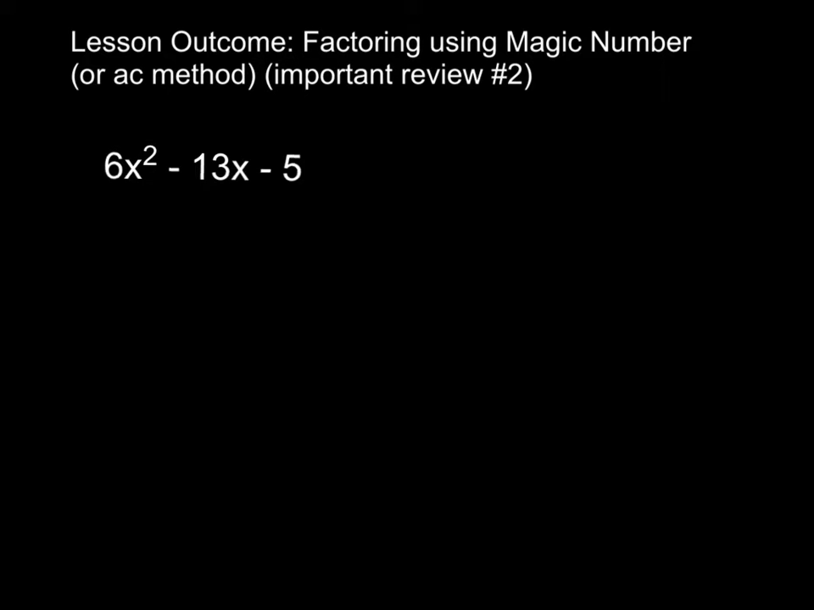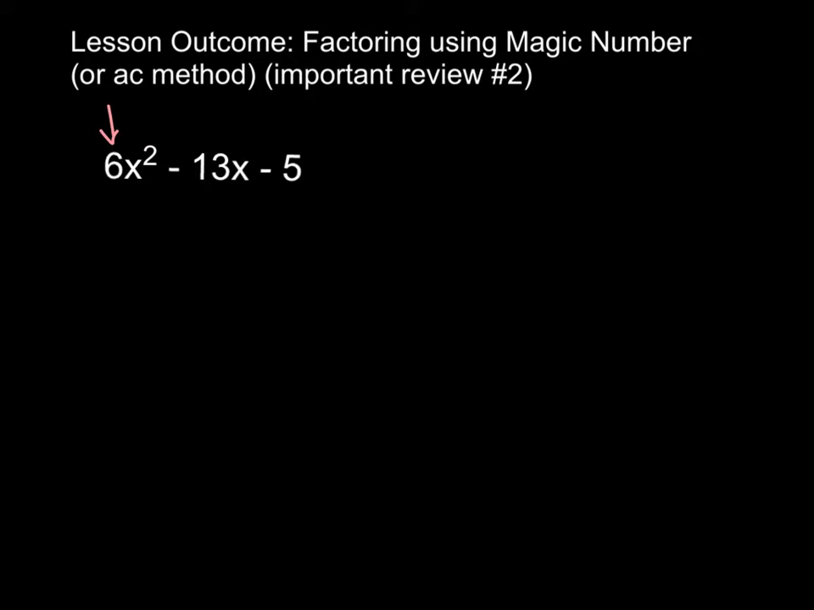Okay, so first thing we have here is 6x squared minus 13x minus 5. We know we cannot factor this using our quick method, which means just putting the two sets of parentheses down right away, because this a value right here is not a 1. So we're going to use our other process for doing this, which is the AC method or magic number method.